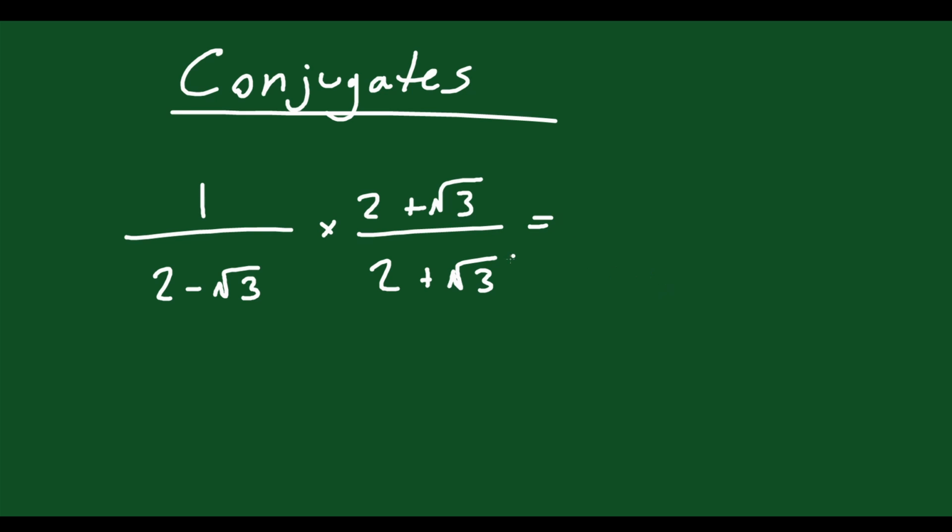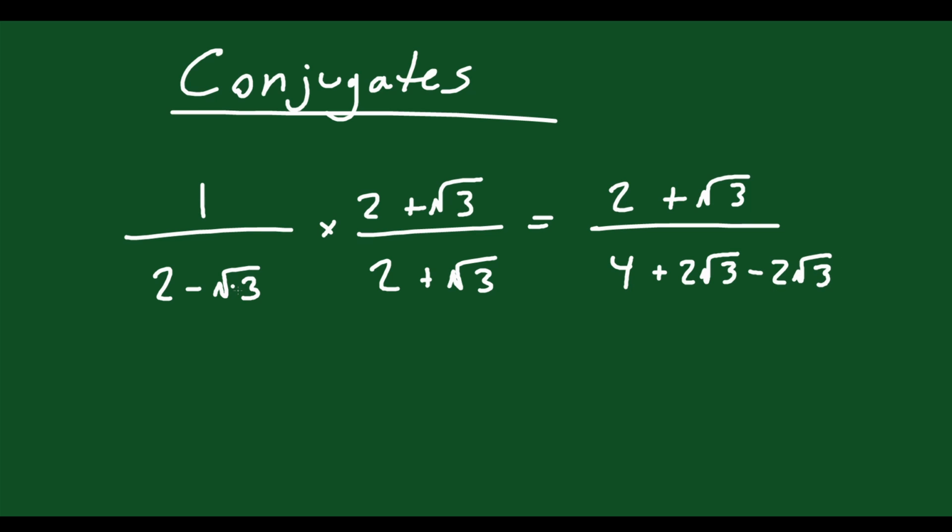Now what you get here is on the top 2 plus root 3 because you just multiply by 1. And on the bottom 2 times 2 is 4. 2 times root 3 is 2 root 3. Negative root 3 times 2 is minus 2 root 3. And negative root 3 times 3 is negative 3, right? Because if you multiply two roots together, you're just going to get that thing, right? The square root of 3 times itself is 3. Now these middle two terms cancel because one's plus, one's minus. 4 minus 3 is 1, so you're just left with 2 plus root 3.